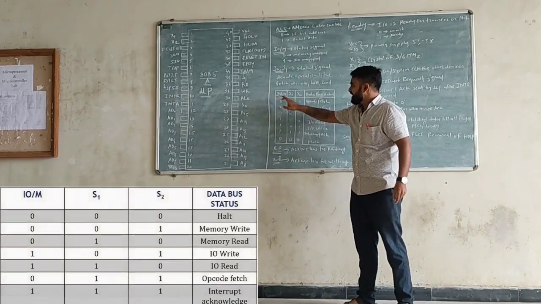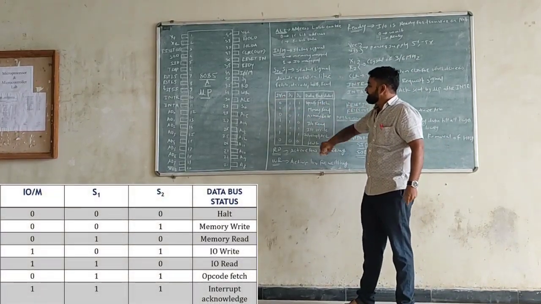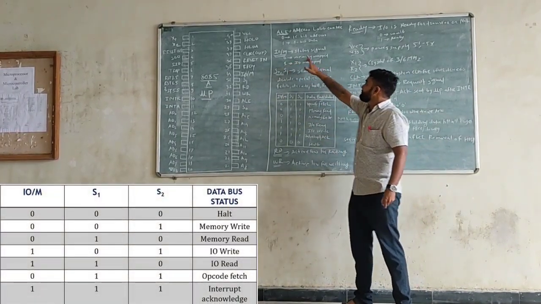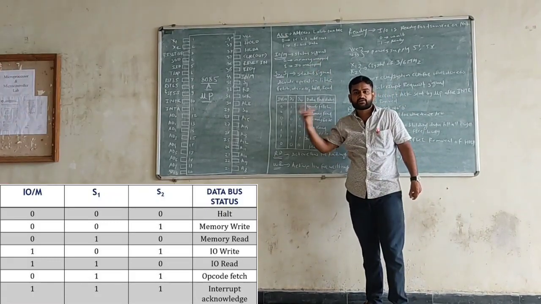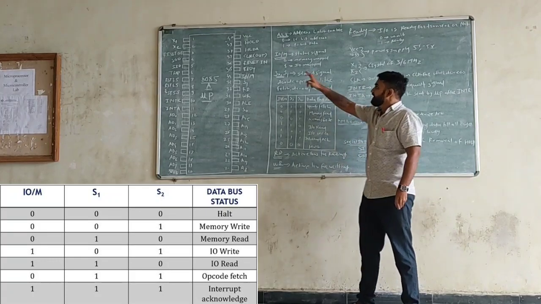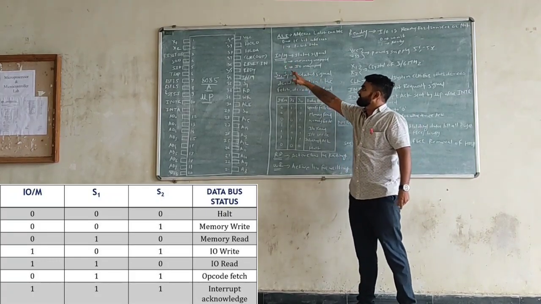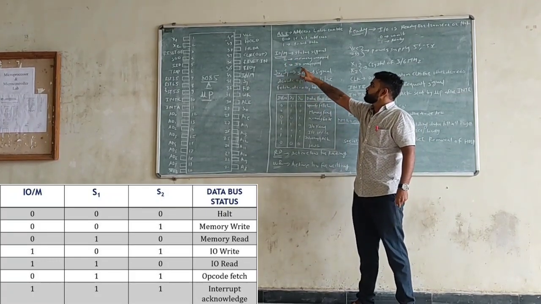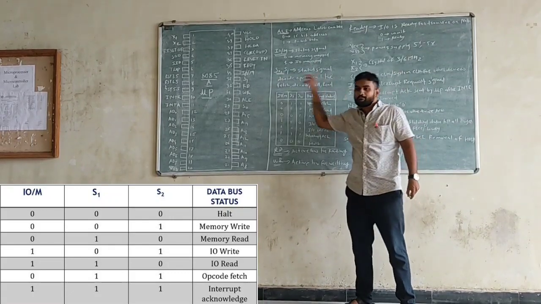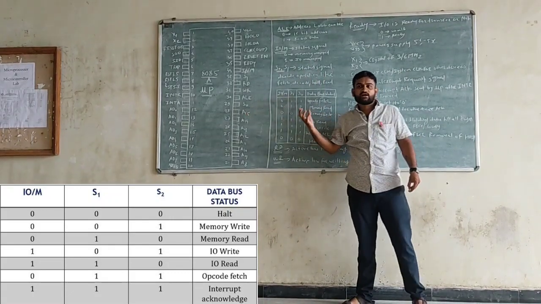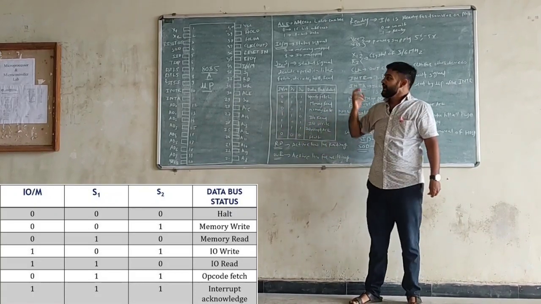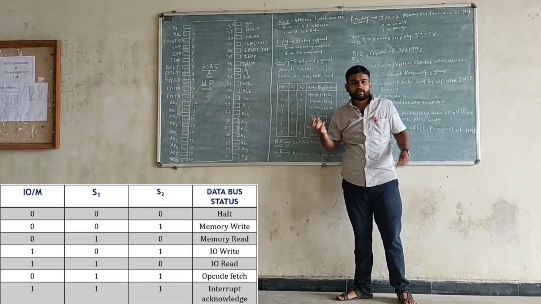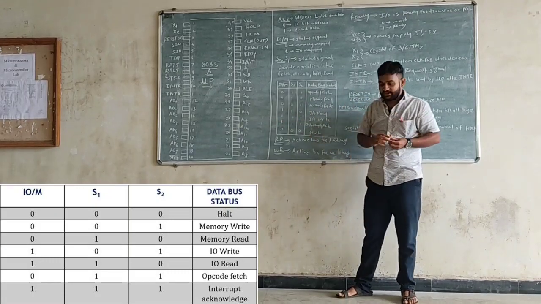Whenever the IO/M pin is at 0, the IO-mapped operation is not going to be there. And when IO/M is set at 1, it is going to execute the IO-mapped scheme, in the sense that we are going to fetch the data from IO devices. And when it is at 0, at that time we are going to fetch the data from memory.